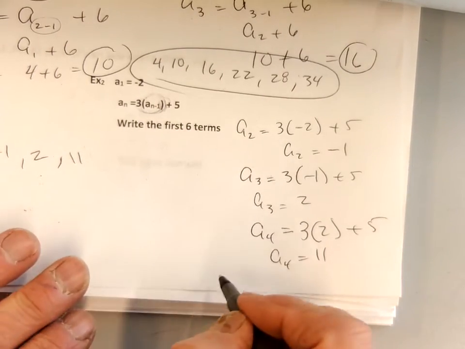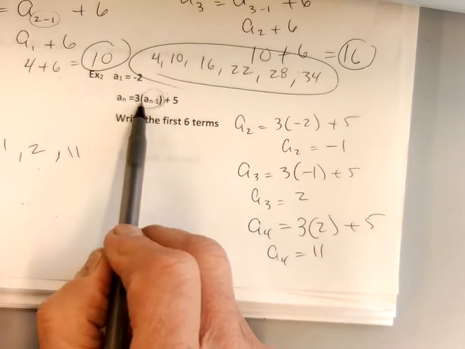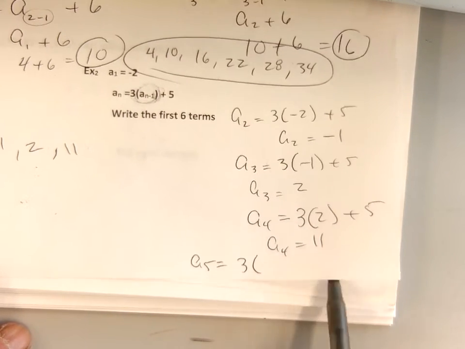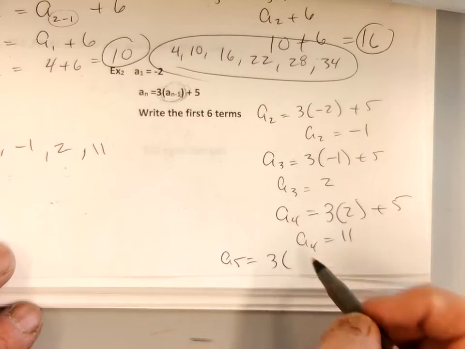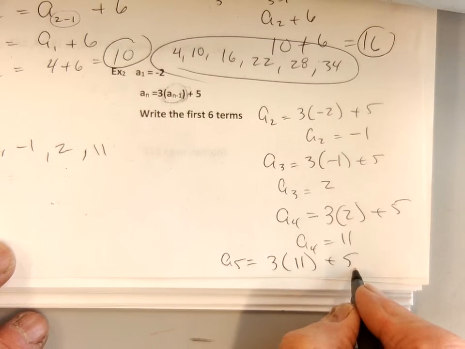So to make A5, I take 3 times my previous term. What was my previous term? 11. See how this works? Plus 5 is 33 plus 5 is what?